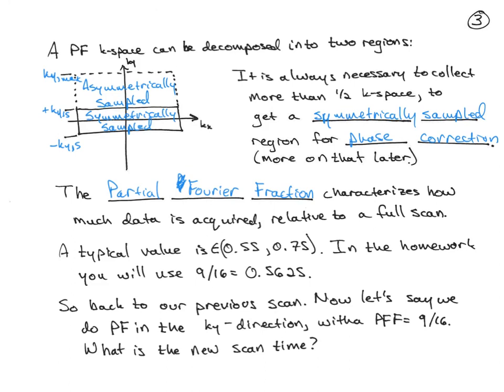So back to our previous scan that we were talking about on the first slide. Now let's say that we do partial Fourier in the KY direction, that is in the vertical, the lines direction, with a partial Fourier fraction of 9/16. What's the new scan time in that case? Well, our original scan time was 256 seconds, and so now we're going to multiply that by 9/16 because that's the total fraction of data that we're actually going to collect. And so that drops the scan time down to 144 seconds, which is a considerable savings.